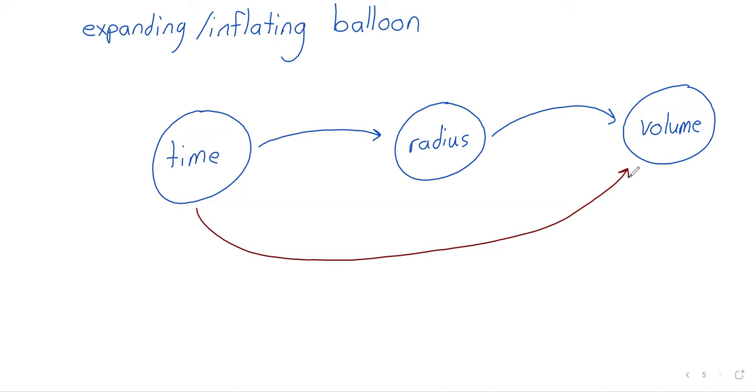So let's say that our functions are this. This is not a scientifically realistic formula, but oh well. Let's say that we'll measure time in seconds and R in inches. And the radius of the balloon after t seconds will be 2 + 0.4 times t inches.